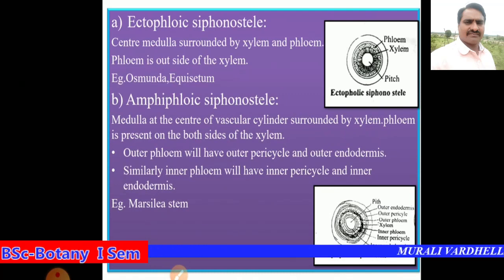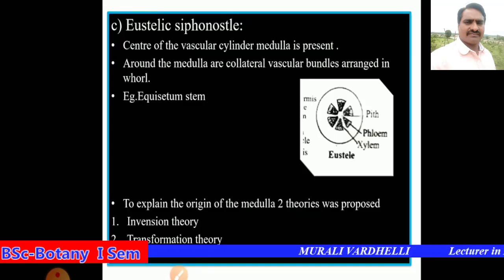Okay. Next, third one in siphonostele, that is eustelic siphonostele. What is eustelic siphonostele? In eustelic, at the center of the vascular cylinder the medulla is present. Around the medulla, collateral vascular bundles are arranged in a whorl. This type of siphonostele is called eustelic siphonostele.